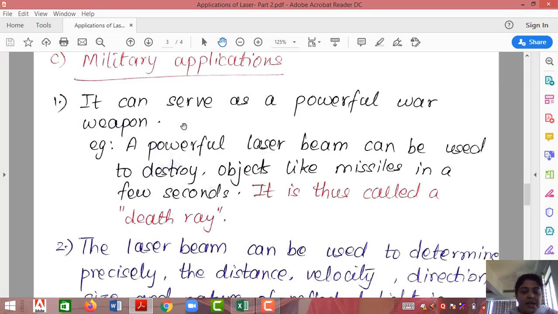Next, let us see military applications. Military as in defense applications. So it can serve as a powerful war weapon. How? Just an example: a powerful laser beam can be used to destroy objects like missiles in very few seconds. The entire laser beam can focus on the enemy's missile, and within a few seconds it will burn, damage or destroy the missile. That is the reason that in war, laser is known as a death ray.